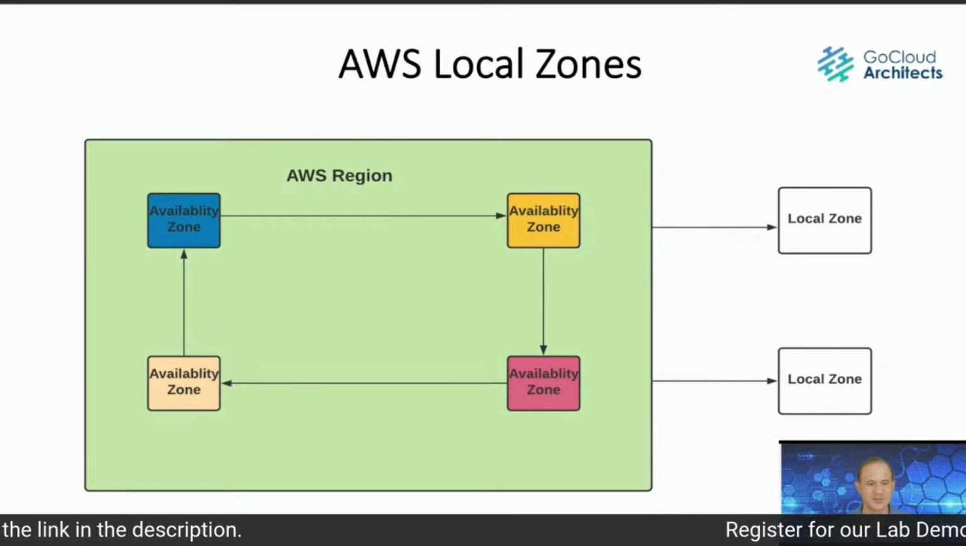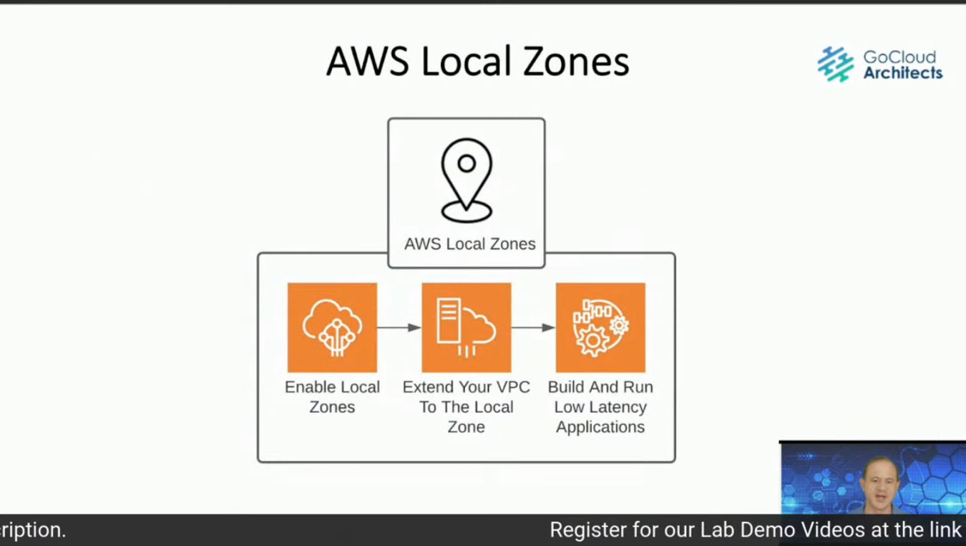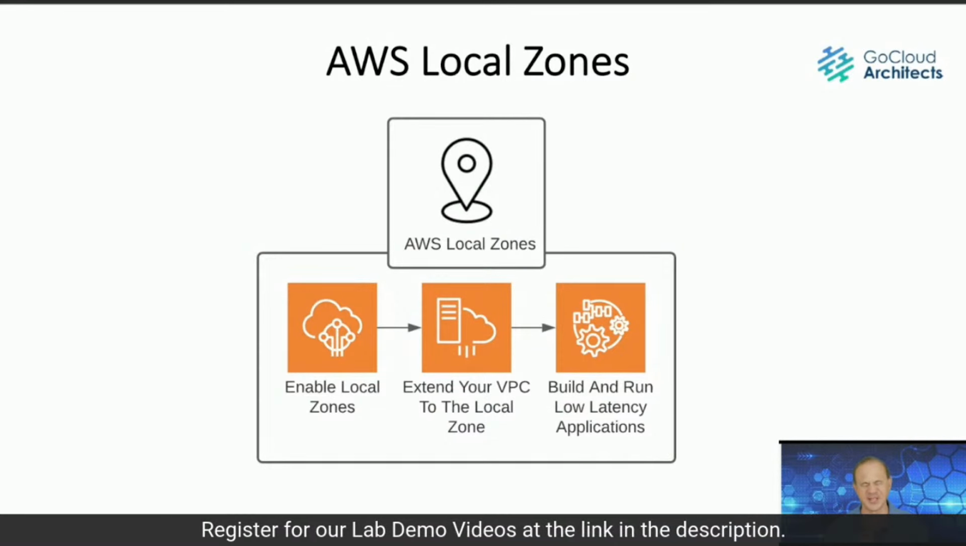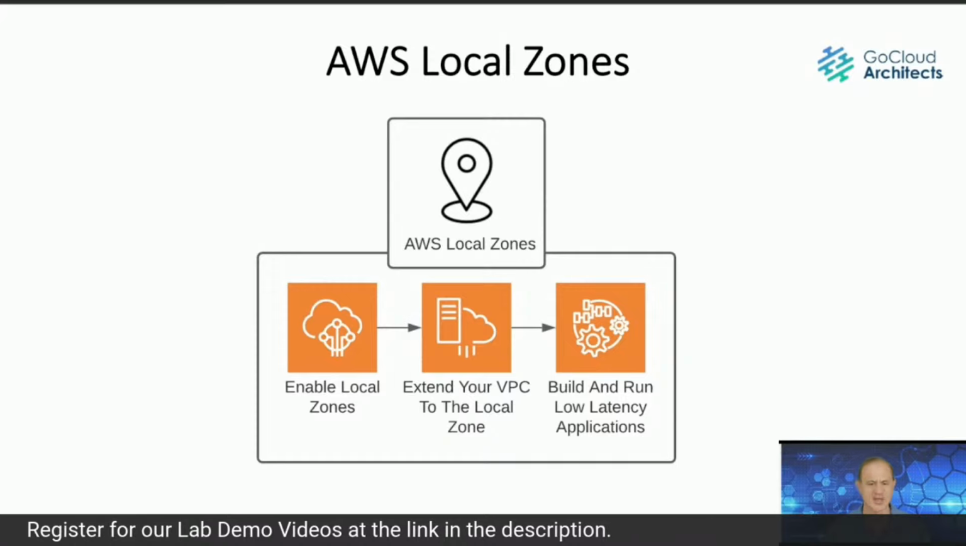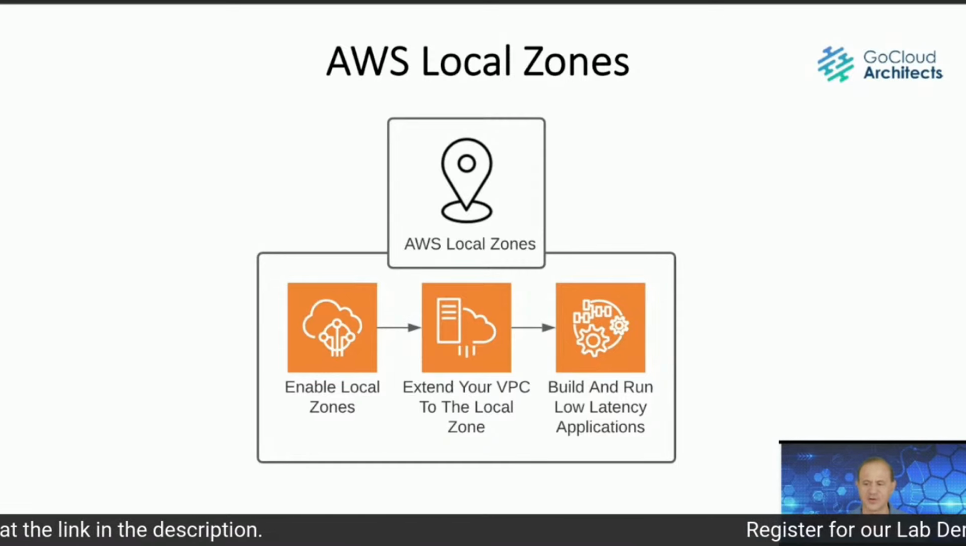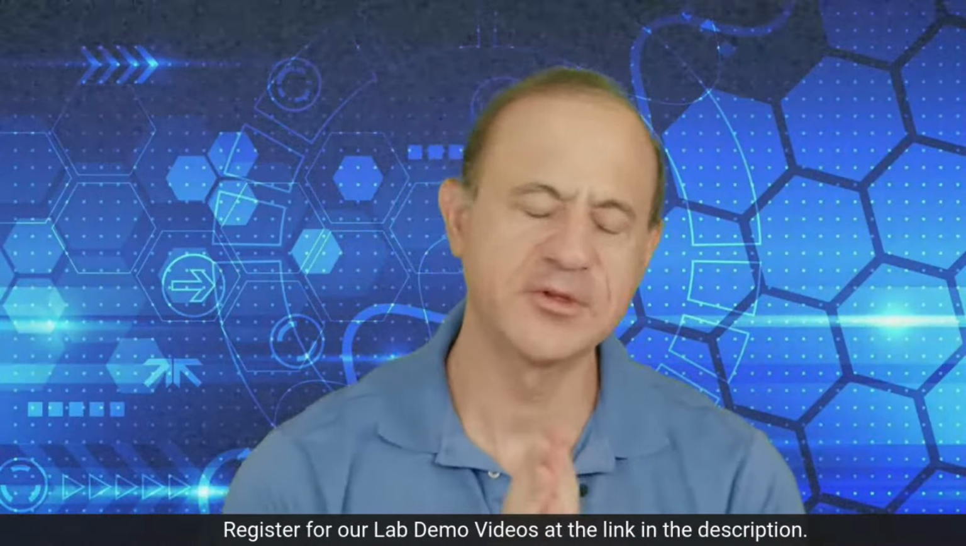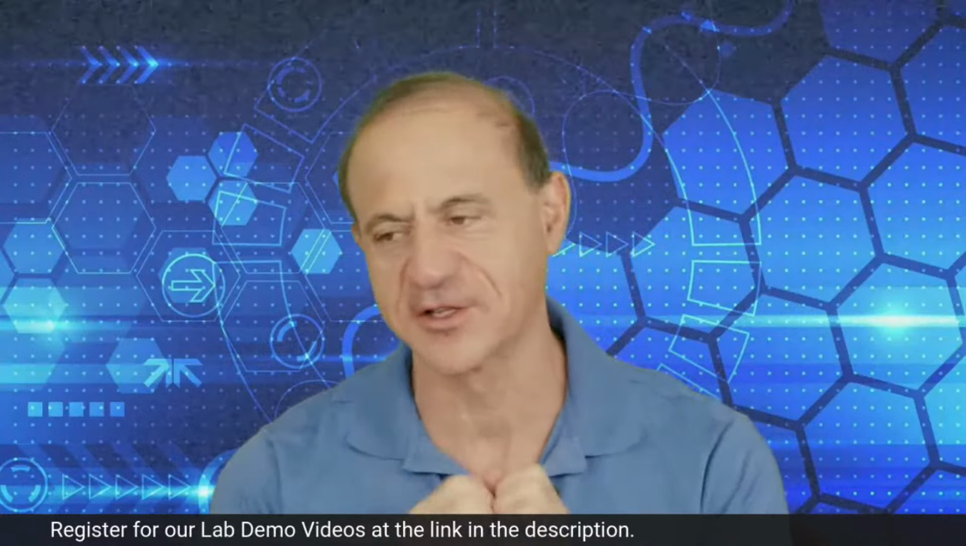Now, in order to use these, what do you do? Realistically speaking, you enable the local zone, you extend your VPC into the local zone, and this is where you're going to build and run your really low latency applications. So now you know the point of a local zone. It's a midpoint between your organization and the cloud. And before we end this section, architecturally, we'll walk through the local zones and I'll explain to you why it reduces latency and how it improves performance, because I want you all to really know it.